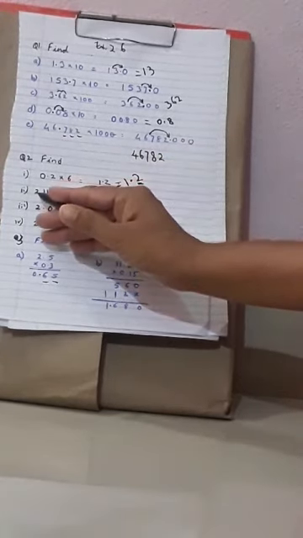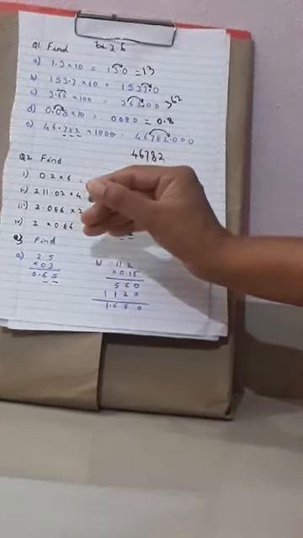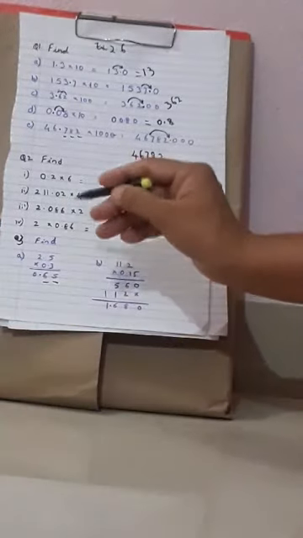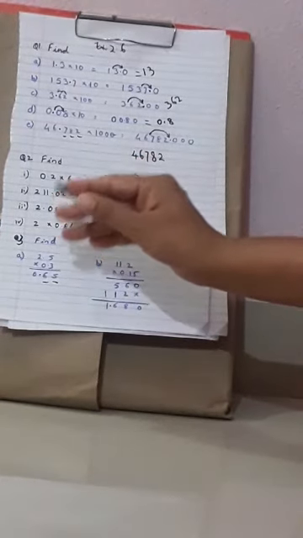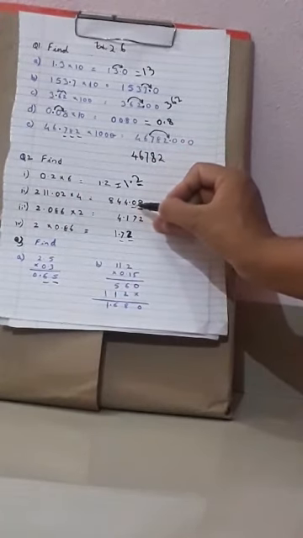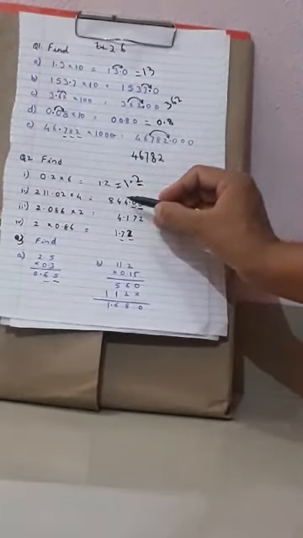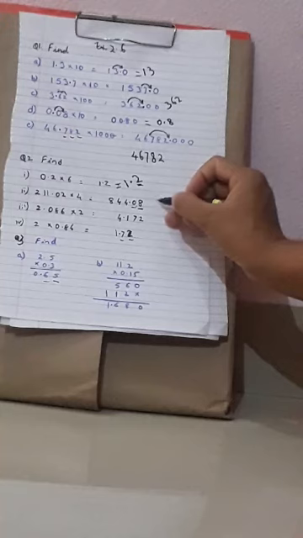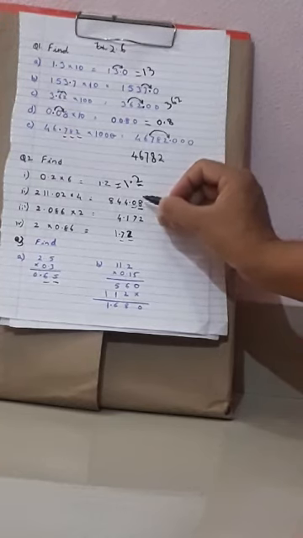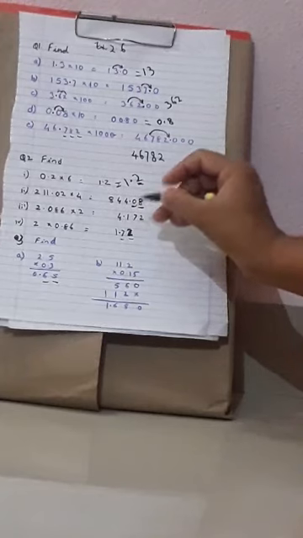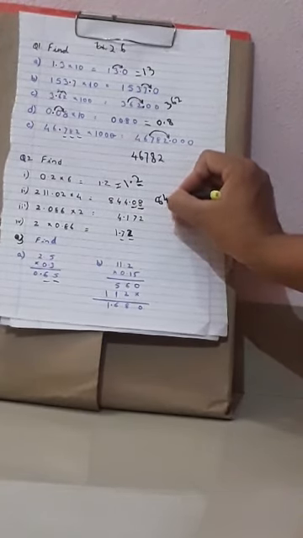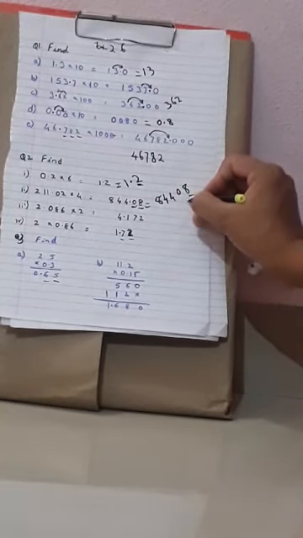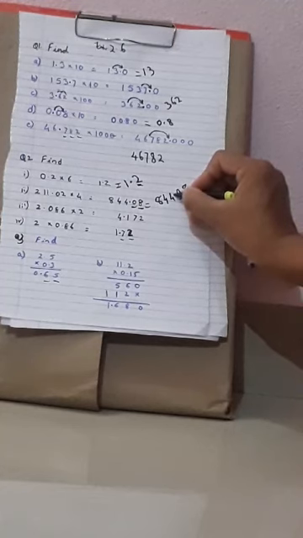Next, 211.06 into 4. Consider there is no decimal point and multiply it. So 4 2s are 8, 4 2s are 8, 4 1s are 4, 4 zeros are 0, 4 1s are 4, 4 1s are 4, 4 2s are 8. So this is what you got, 844.08. Now where will you put the decimal point? After 2 digits. So count from the back, from right towards left. After 2 digits put a decimal point. So what will you get? 844.08. This is your answer.